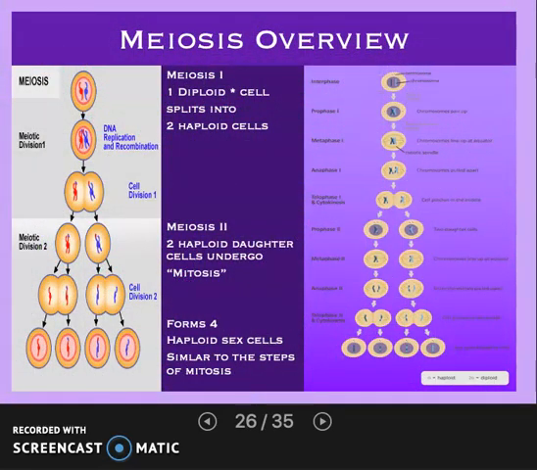Here's another way to look at it, right? I go from one cell to two cells, two cells to four cells. We divide it into meiosis 1 and meiosis 2.